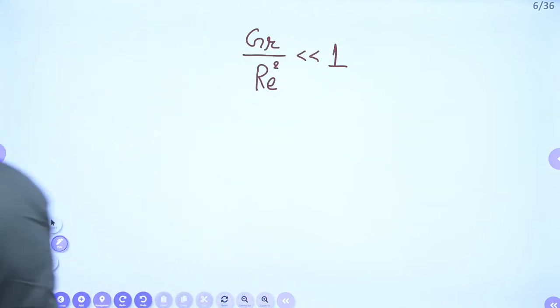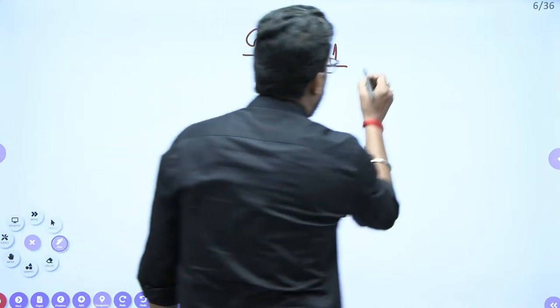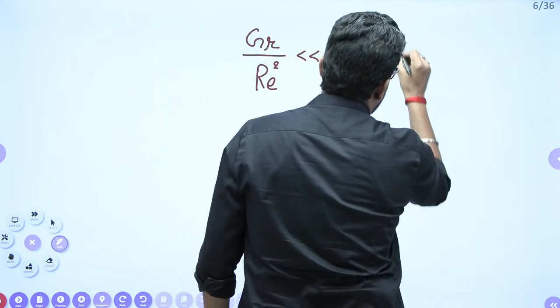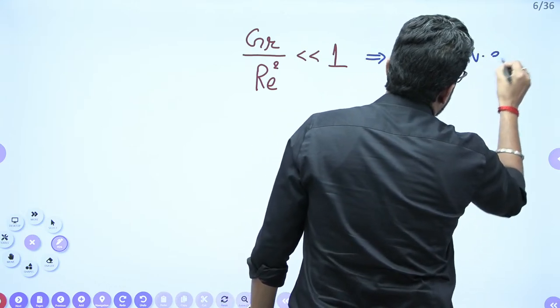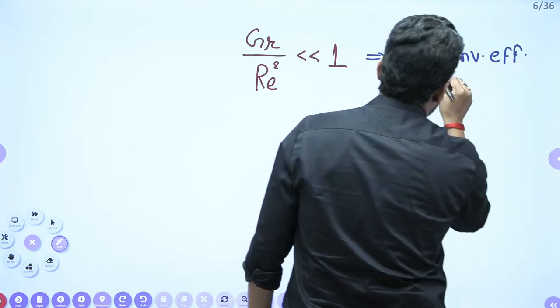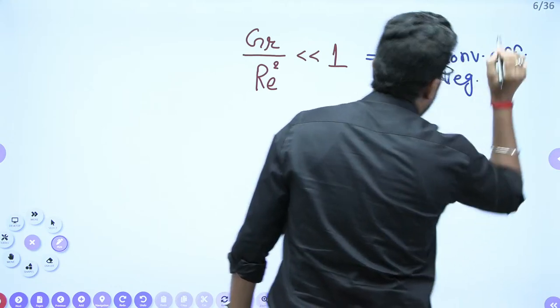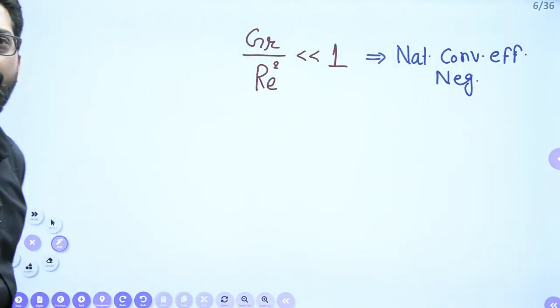In that case, the natural convection effect is neglected. That means the natural convection effect is negligible.